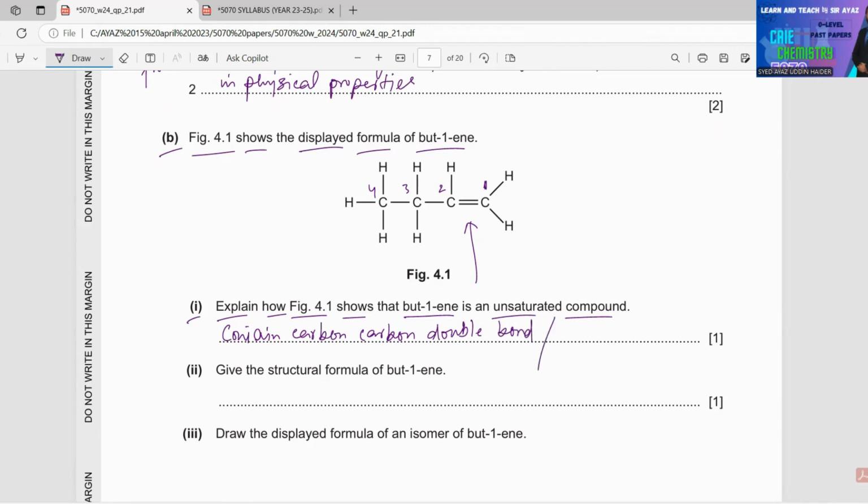What else can you write? Not all the carbon-carbon bonds are single. You see, we have only two carbon-carbon single bonds. The third one is a carbon-carbon double bond. So you can write not all the carbon-carbon bonds are single.